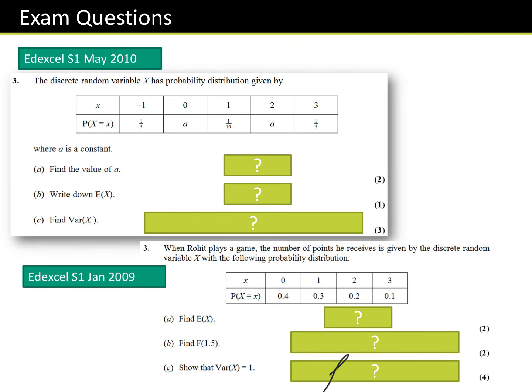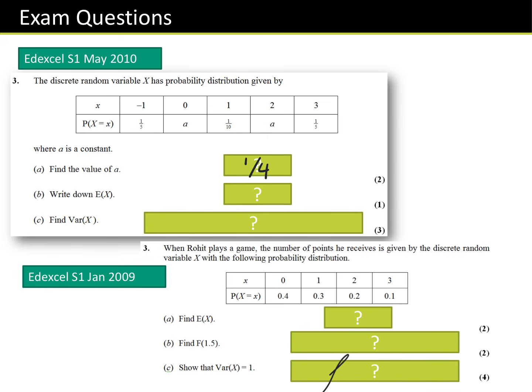The discrete random variable x has probability distribution given by, and it says where a is a constant. Now here, clearly you can see we have two a's. If it says a and a, they obviously represent the same number, okay? So we add them all up, I can see I've got 2 over 10, 2 over 10 is 4 over 10, 5 over 10. So this is going to be a half divided by 2, which is a quarter.